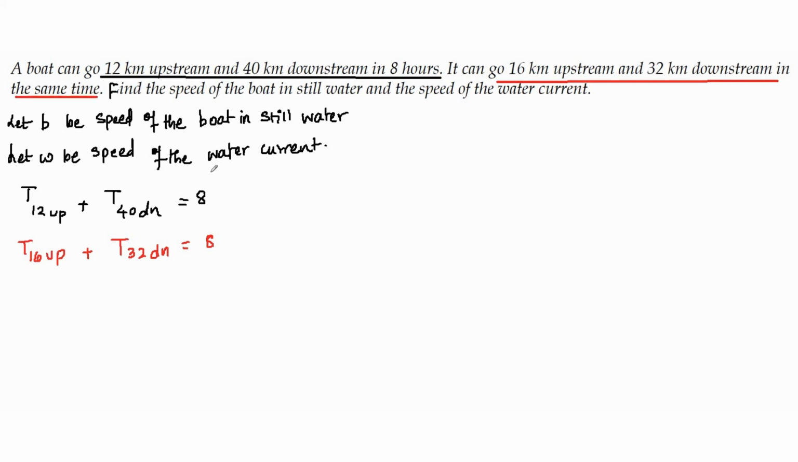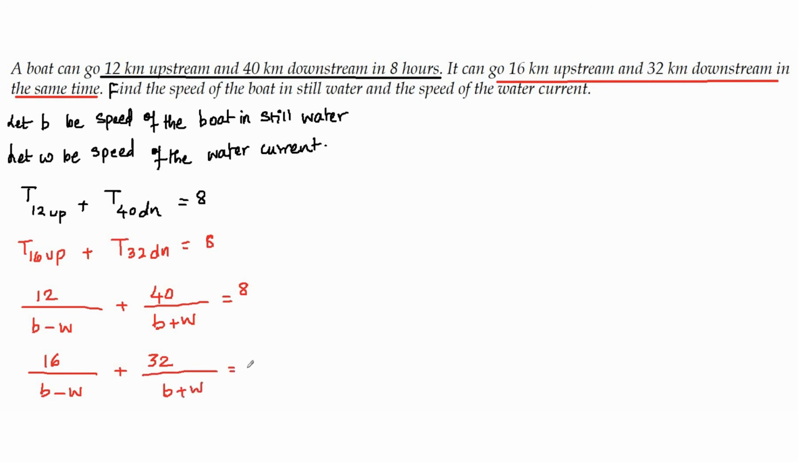So now let us find the speed of the boat in still water and speed of the water current. So the time taken to go 12 kilometers upstream is going to be 12 divided by the effective speed upstream, which will be B minus W, and to go 40 kilometers downstream it will be 40 by B plus W. This time is equal to 8. And similarly, to go 16 kilometers upstream it will be 16 by B minus W plus 32 kilometers downstream will be 32 by B plus W. This is equal to 8, right? So these are my first two equations.